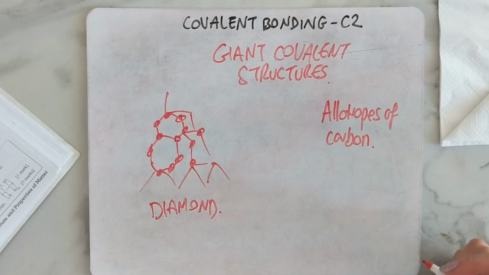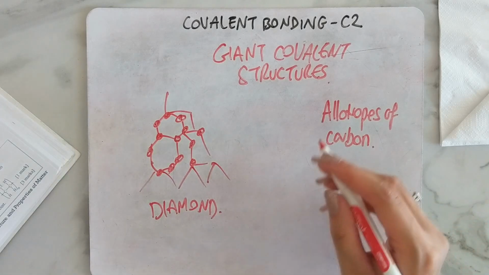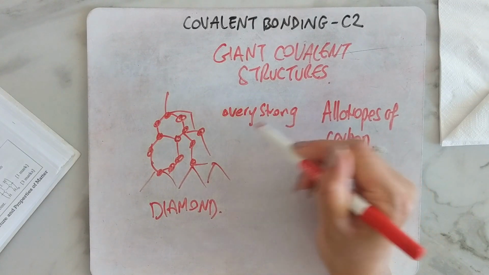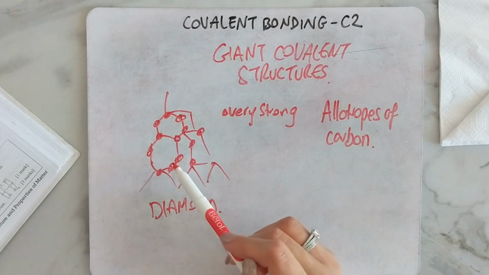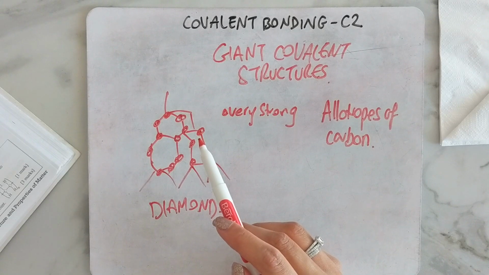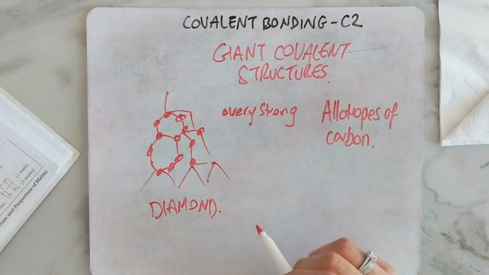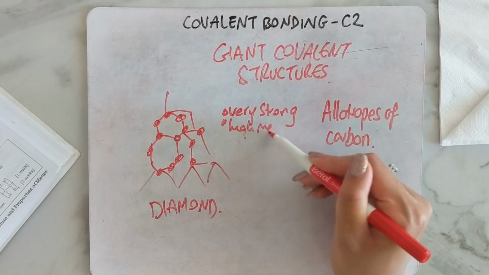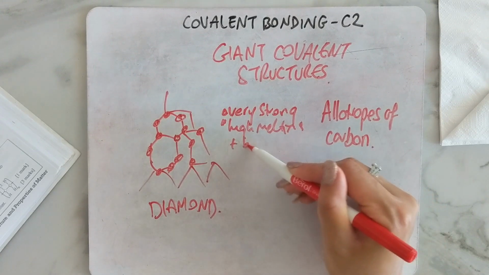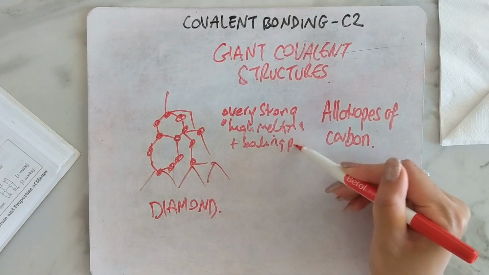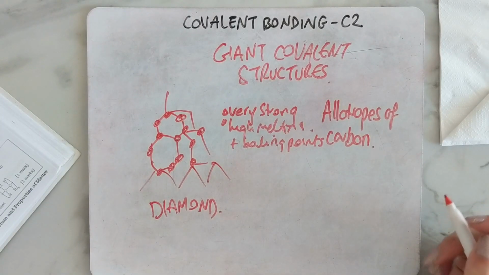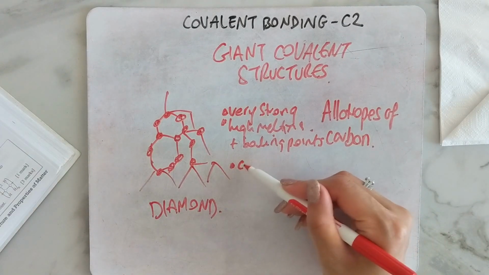You need to know the properties. So diamond is very strong, and that's because of this rigid structure, the covalent bonding between these carbon atoms. So very strong, high melting and boiling points, again because a lot of energy is needed to break these bonds. Very strong, high melting and boiling points, don't conduct electricity.